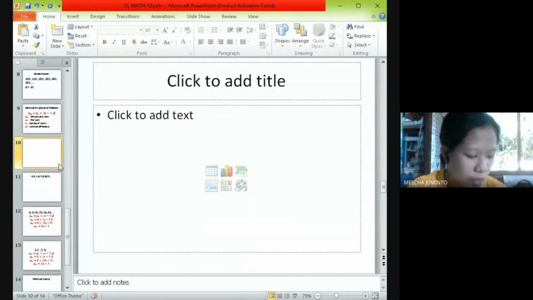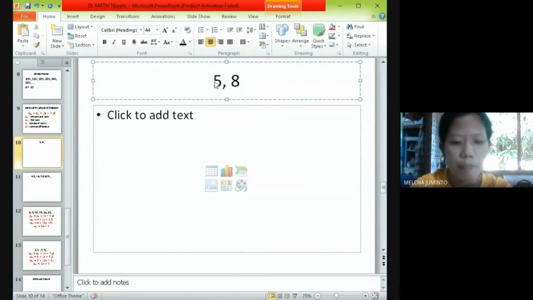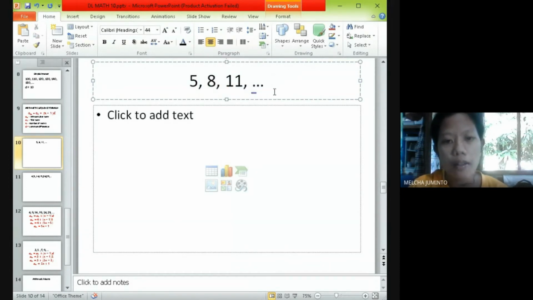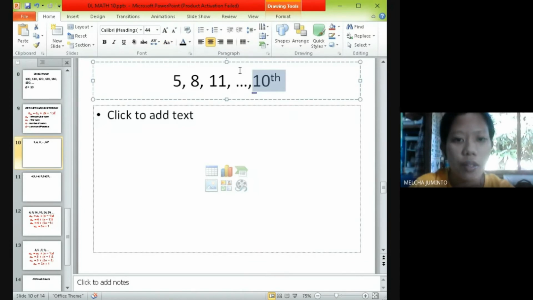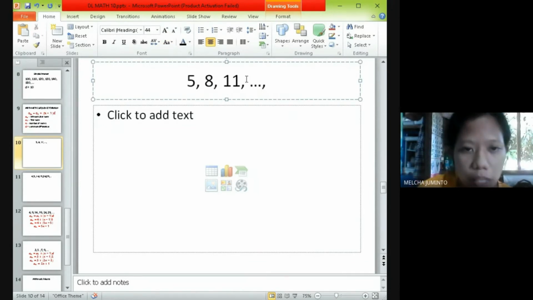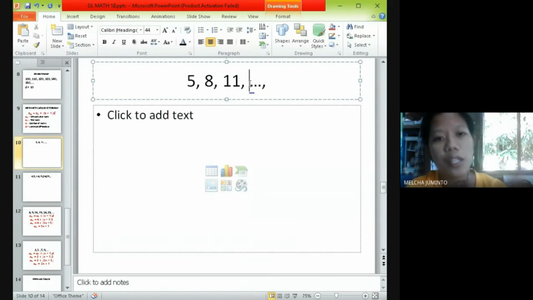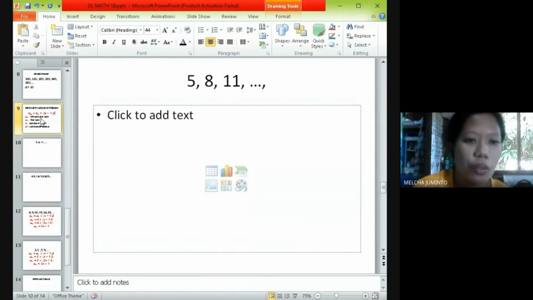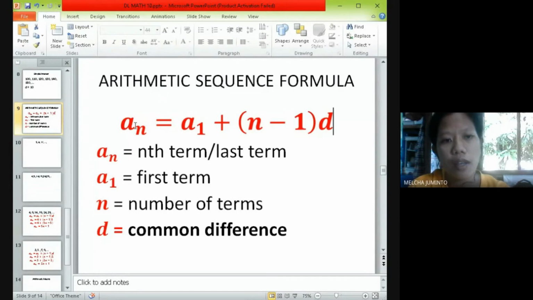So what is the 10th term in the arithmetic sequence 5, 8, 11, and so on? So this is the given sequence 5, 8, 11. So we need to find what particular number will fall sa ika-10th position. Ano yung mag-fall dito sa ika-10th position? So to find out what number is that, instead of writing isa-isa, yung sunod sa 11, we simply need to use this formula to easily find the number that falls in the 10th.